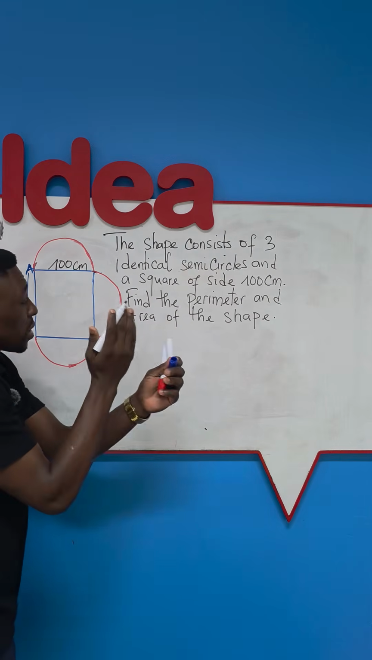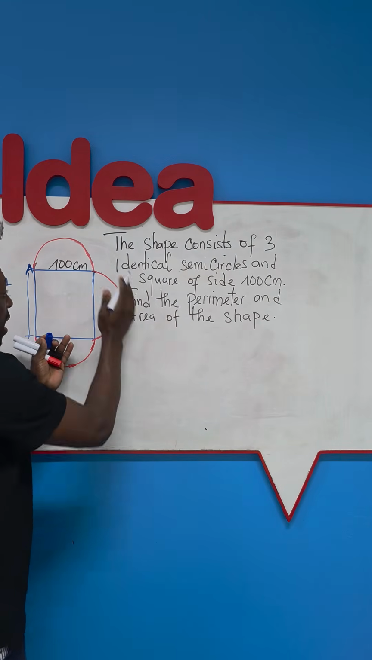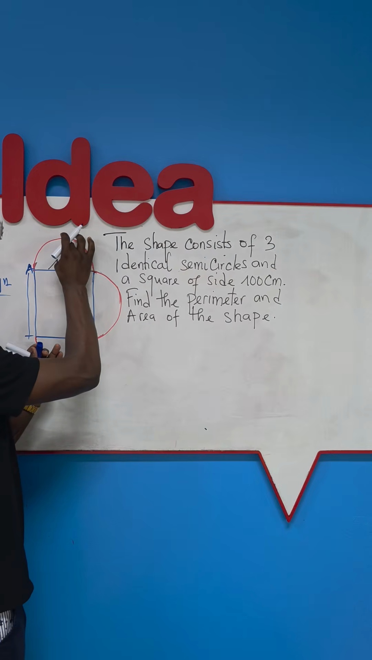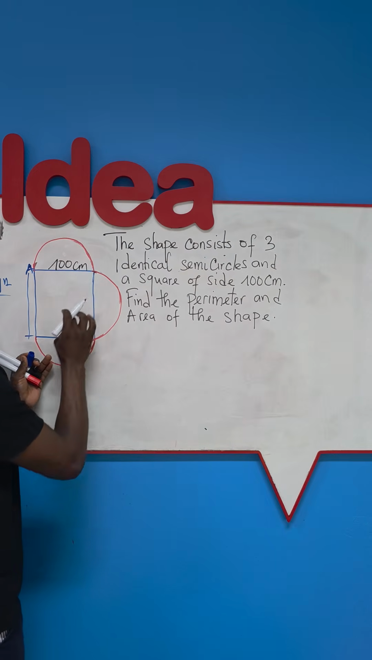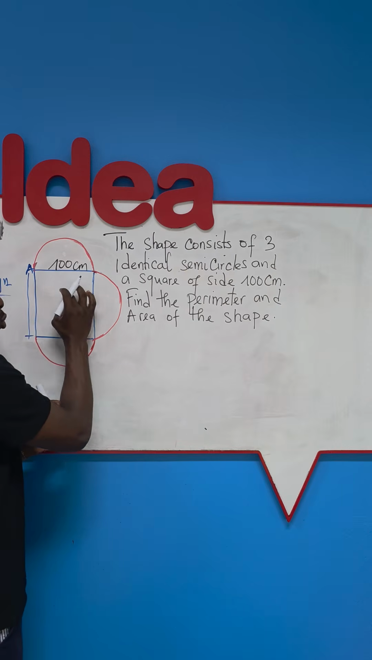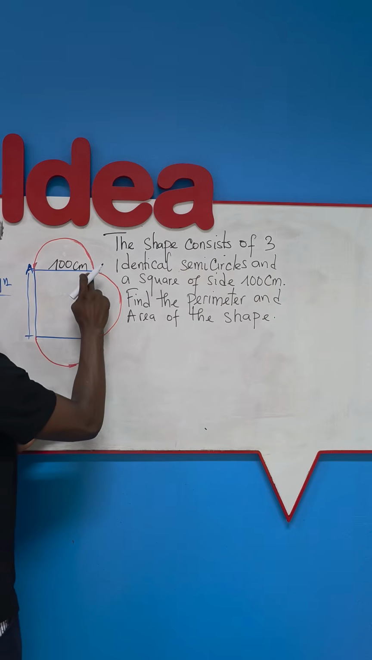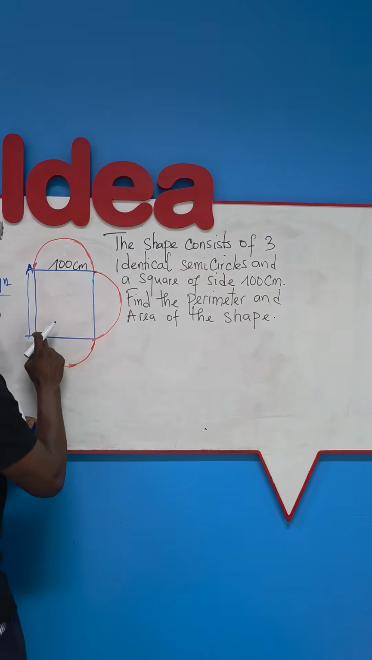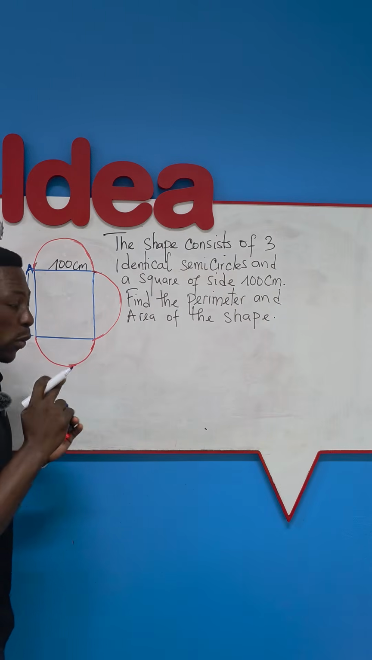Be careful not to think that the perimeter of the entire shape will be the perimeter of this semicircle first, plus this one, plus this, and then plus the perimeter of the square. Because the perimeter of the square alone will be this side added to this side, added to this side, and then to this one. So watch out for this.